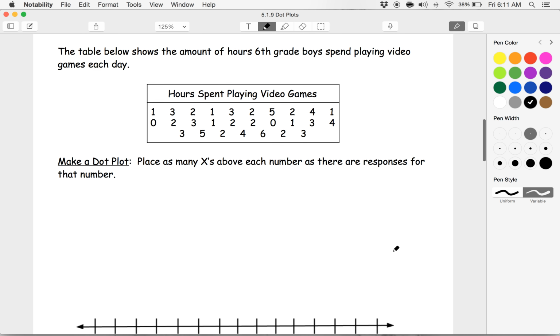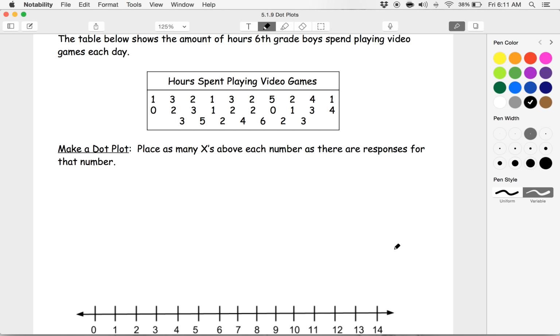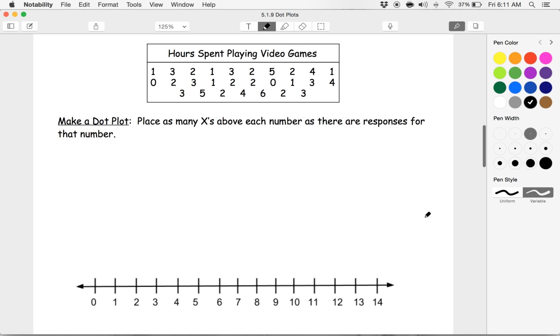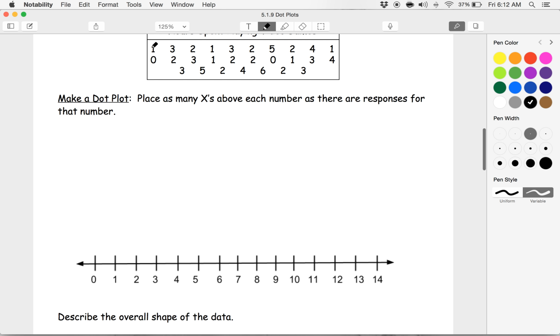Okay, in example 1, the table below shows the amount of hours 6th grade boys spend playing video games each day. We have this list of all of these different numbers. Place as many X's above each number as there are responses for that number. So the way I do this is I take a look, here's 1. I find 1 and I'm going to put an X above 1. And then I cross out 1.